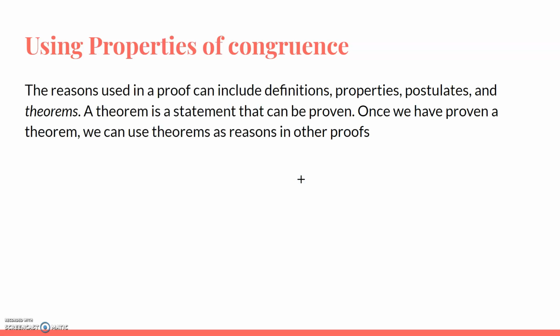Reasons used in a proof can include definitions, properties, postulates, and theorems. Definitions, as we saw, include the angle addition postulate, the congruence definitions, and more. A theorem is a statement that can be proven. To prove a theorem, you could use two-column proofs. Just remember that. Once we have proven a theorem, we can use the theorem as a reason in other proofs.